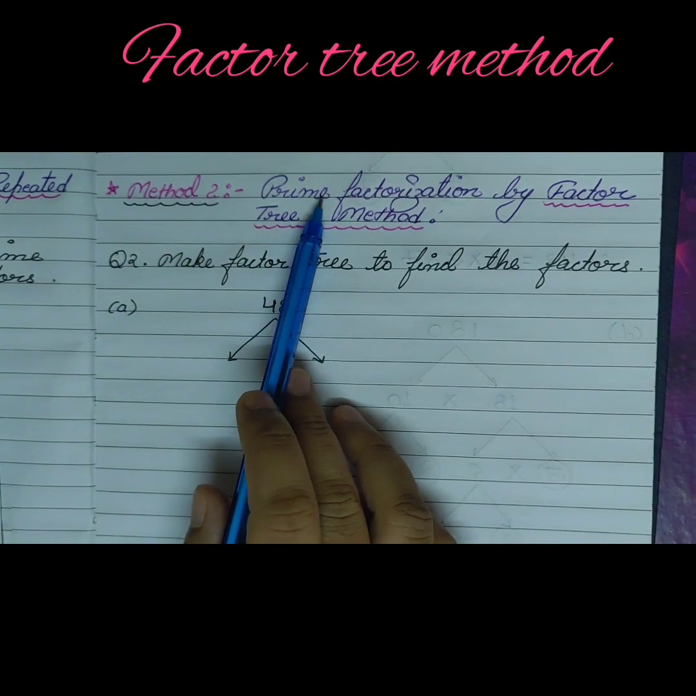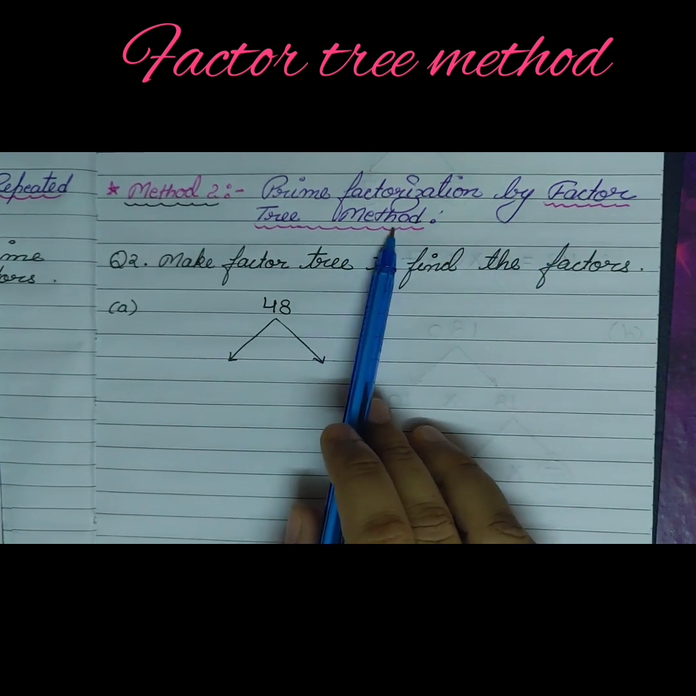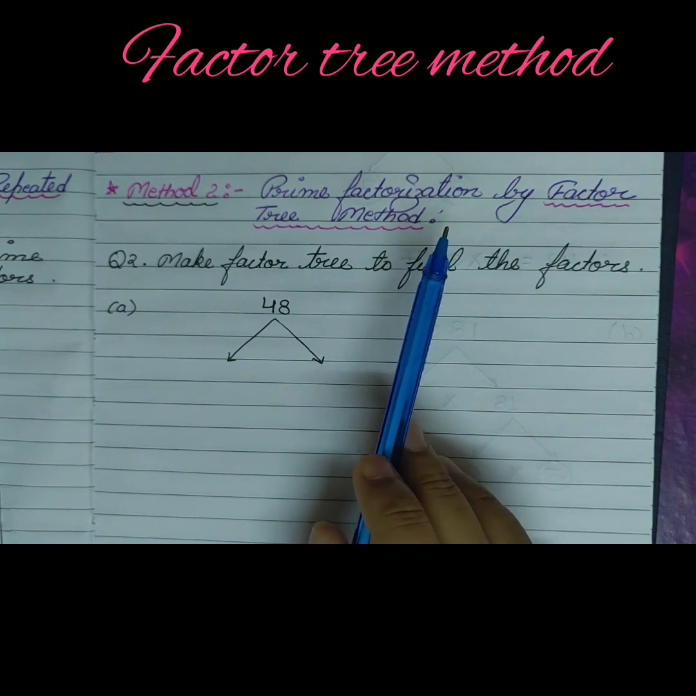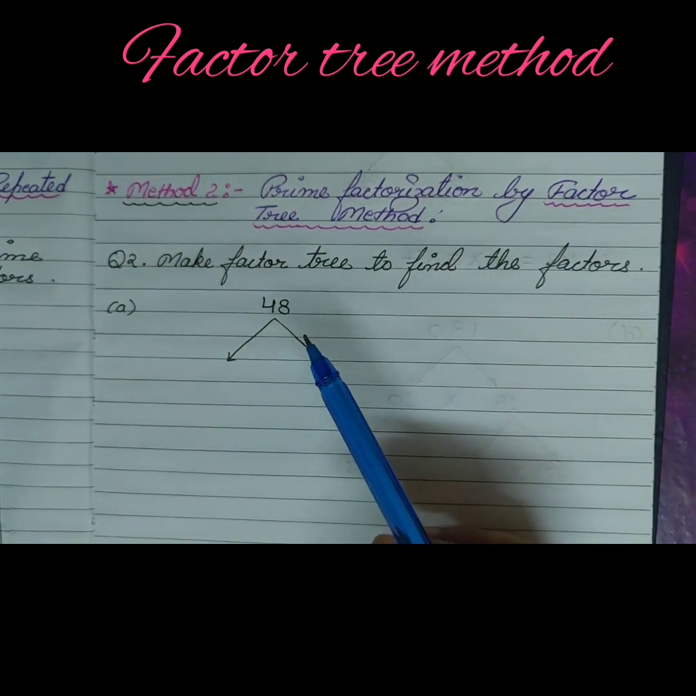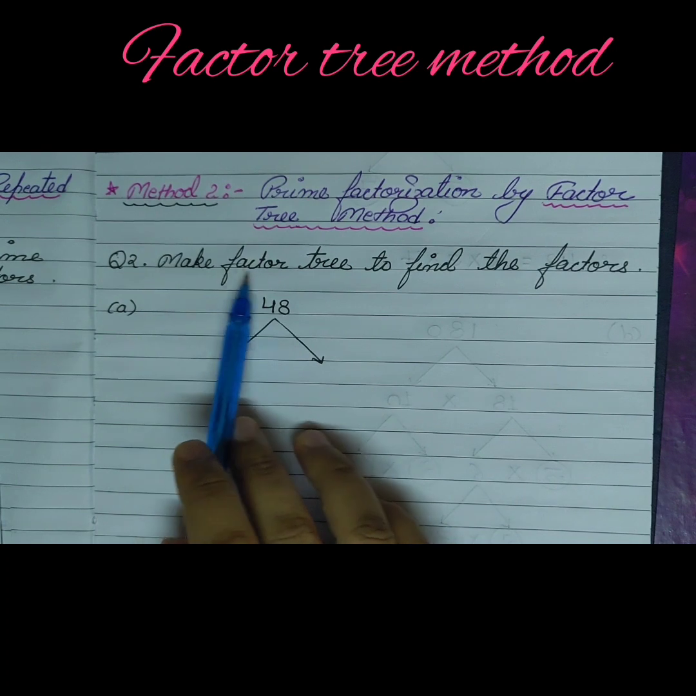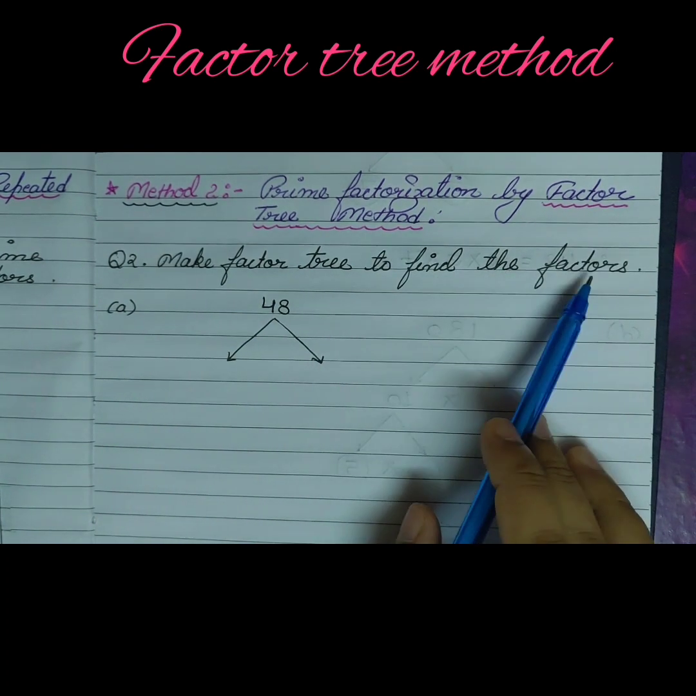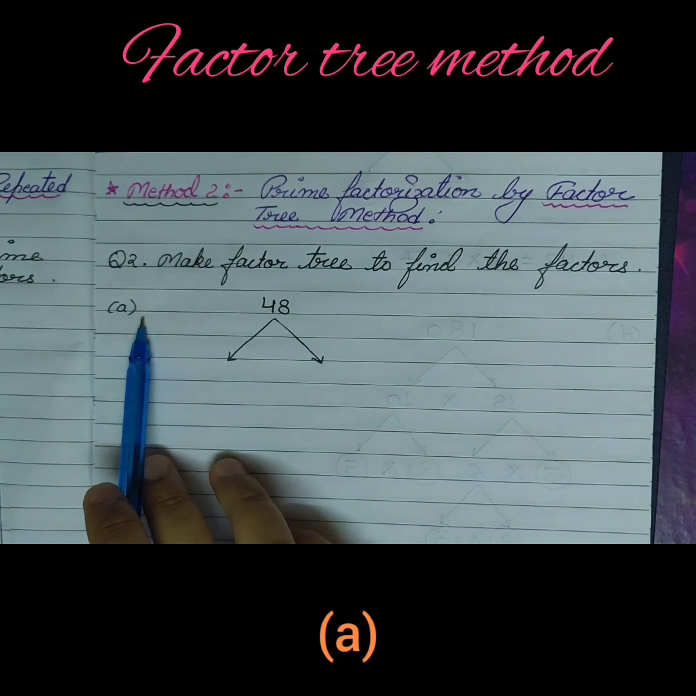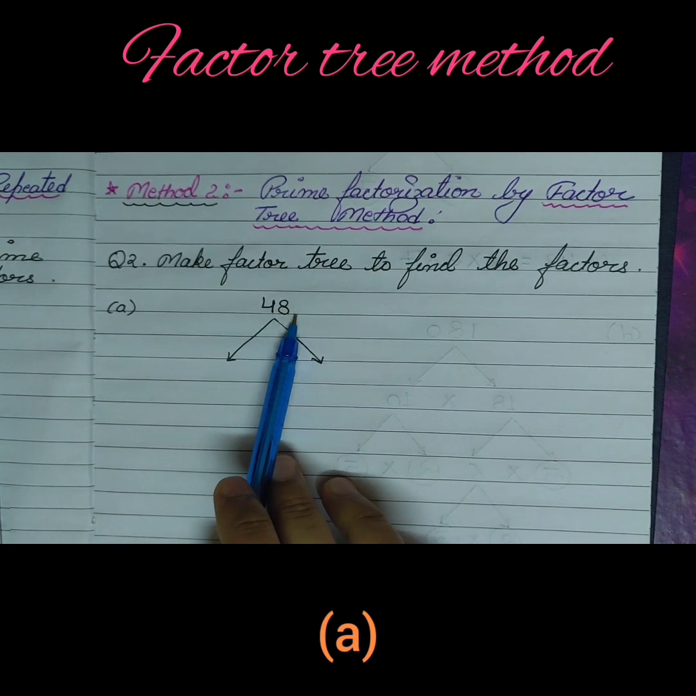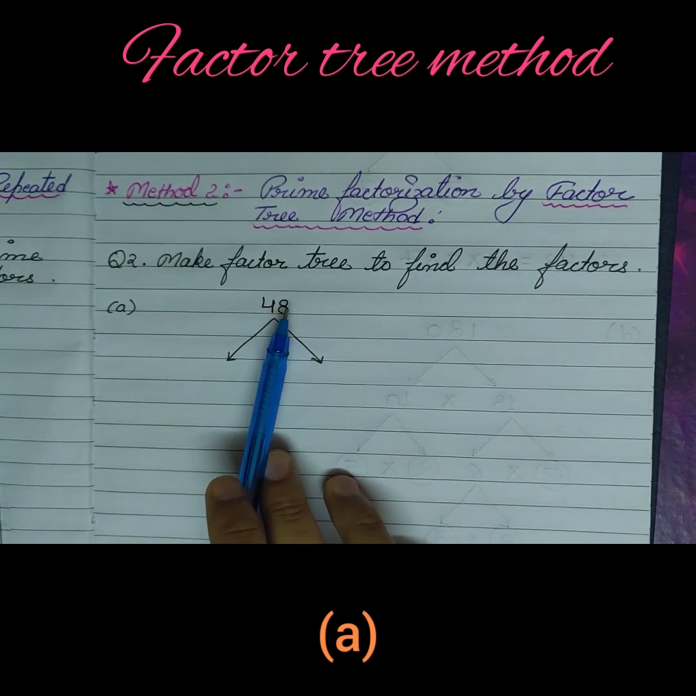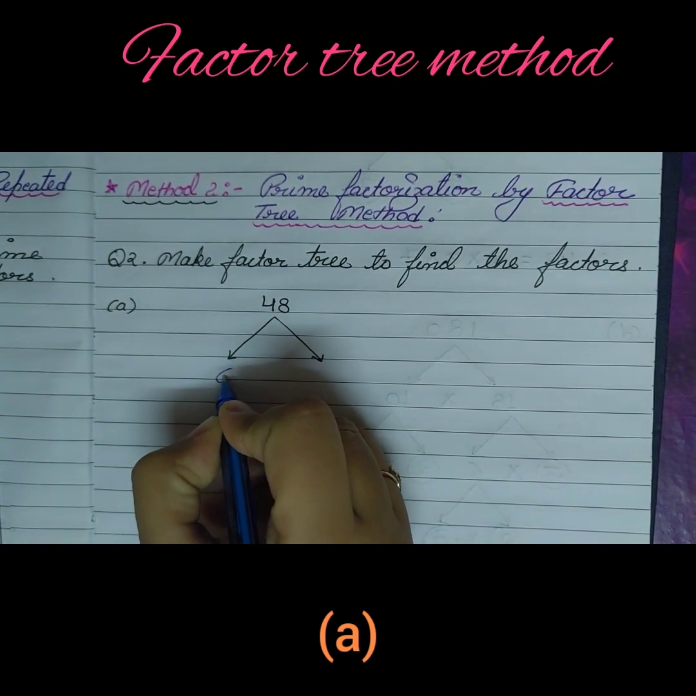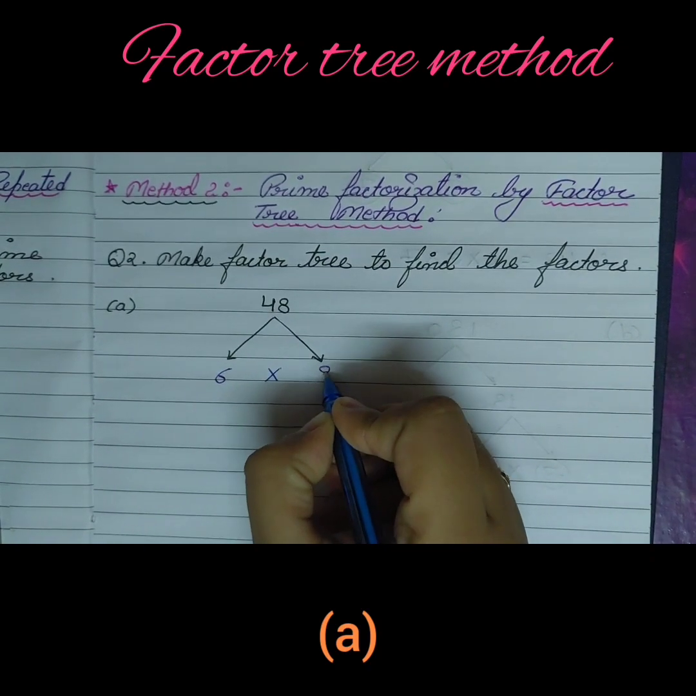Method 2. Prime factorization by factor tree method. In this method, we split the number into its factors, continuing the process till we get all the factors as prime numbers. So, question number 2, make a factor tree to find the factors. A part, let's take the same number as we have taken in the division method, that is 48. Now, 48 can be split into many pairs of factors. Let us start with 6 times 8.